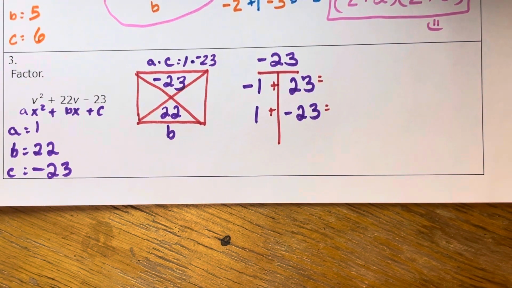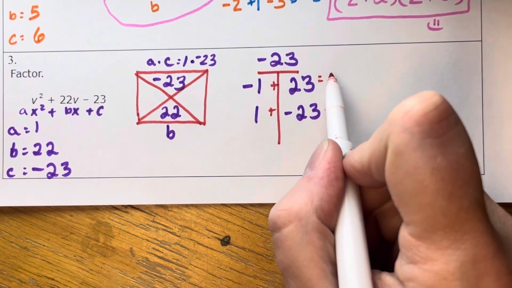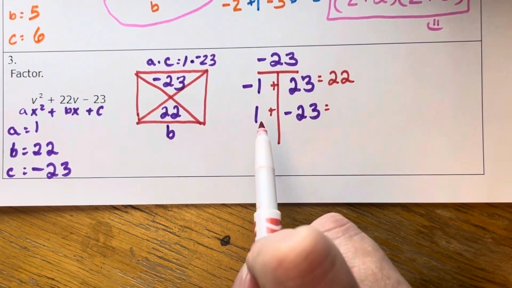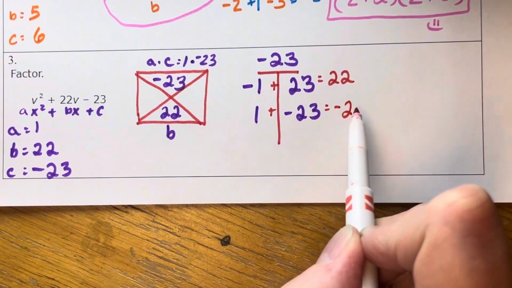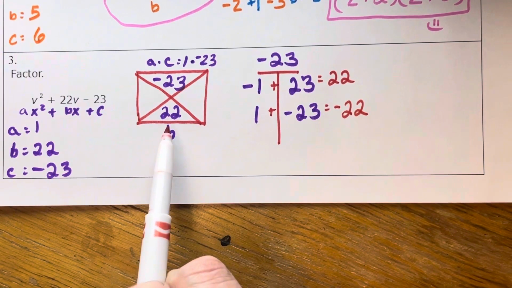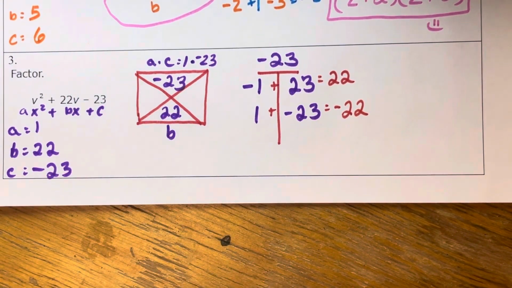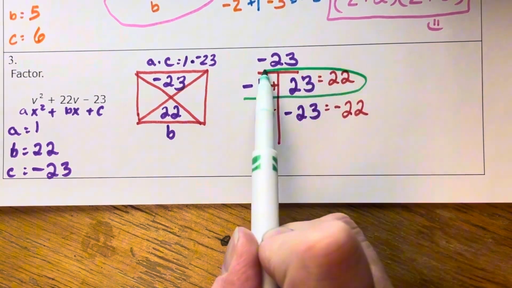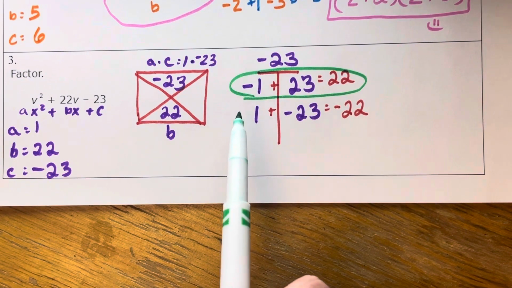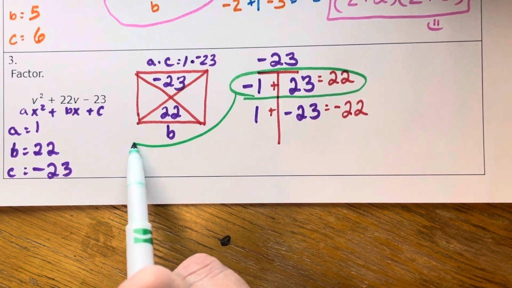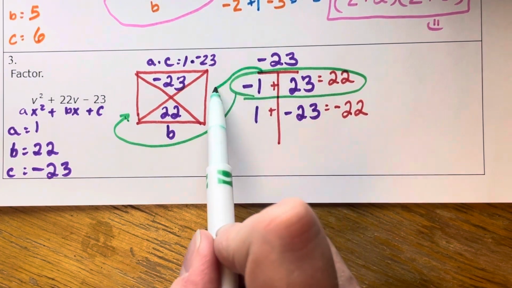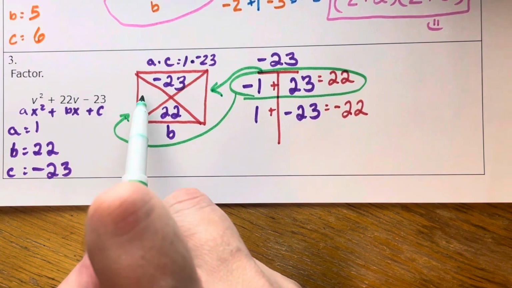So we've got negative 1 plus 23. That makes a positive 22. Versus positive 1 plus negative 23. That makes a negative 22. And we see here in our problem, in our box, that we actually need a positive 22. So this first factored pair of negative 1 and positive 23, that's who you want. So our negative 1 is going into a wing, and our positive 23 are going into a wing.